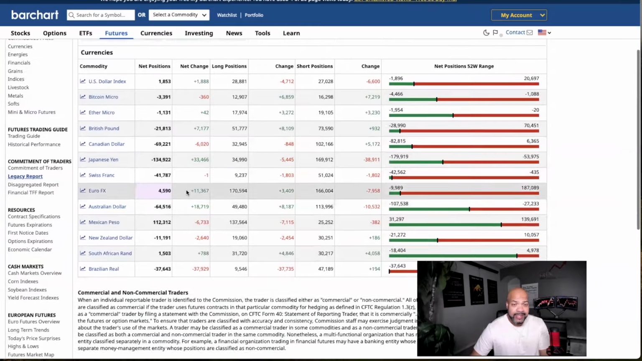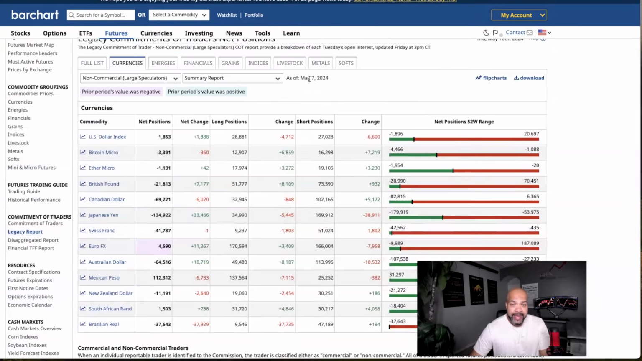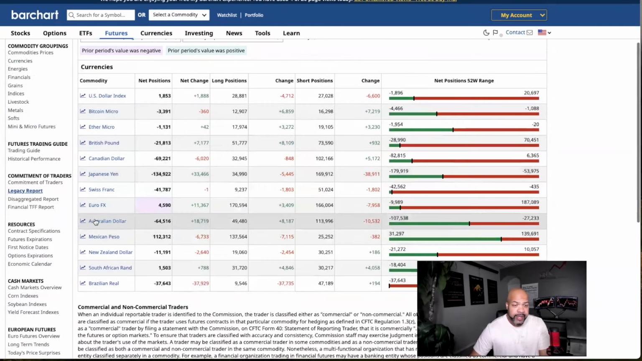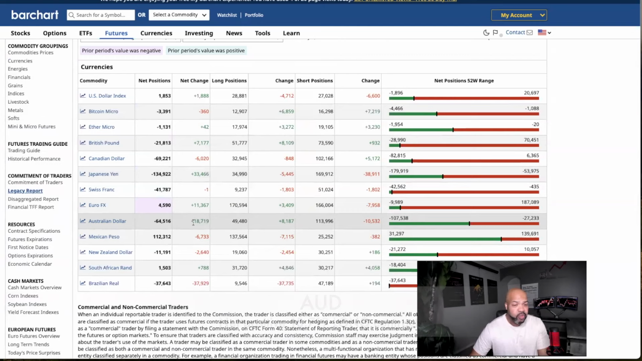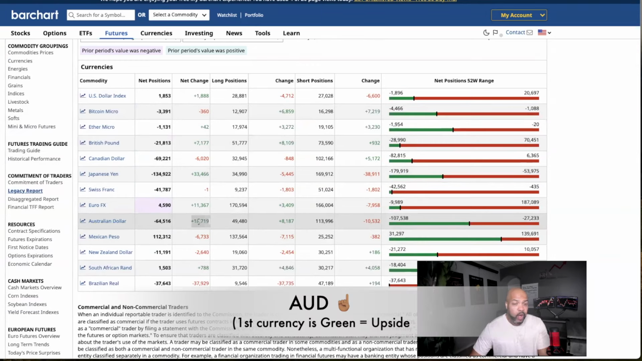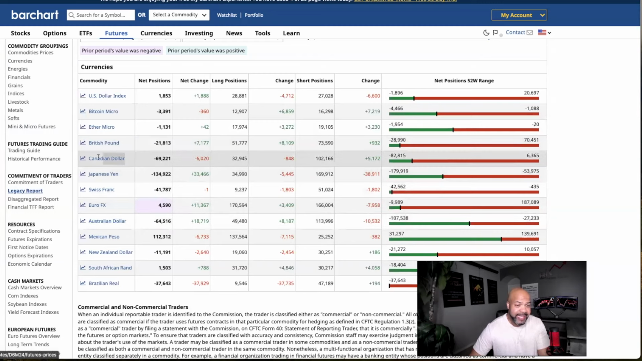So we can see as of this past week, on May 7th, these were the numbers. Looking at the Australian dollar, we can see that they have a net positive 18,719. This simply means that they've probably exited some shorts and increased their longs. So overall, they have a net 18,000 longs. That's why it's green, and that's why there's a positive number here. Because this is the first currency of the pair for AUD/CAD, we're hoping that price will head to the upside. Now, let's look at CAD being the second currency.